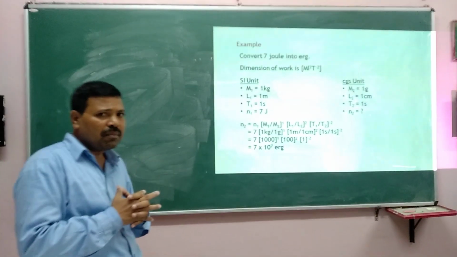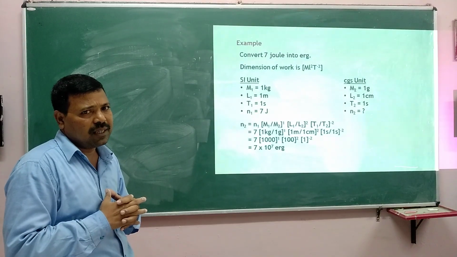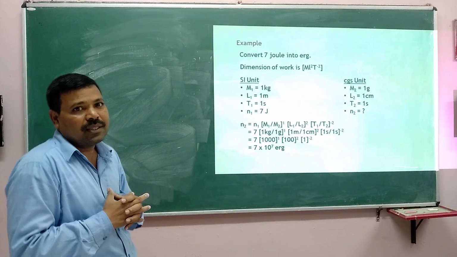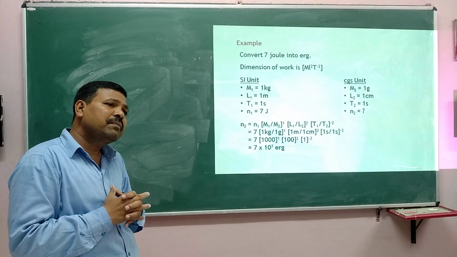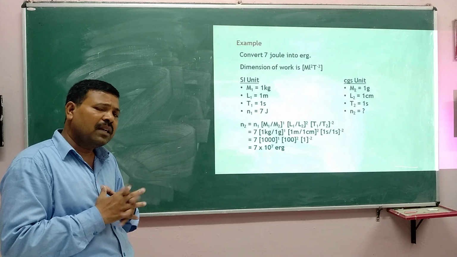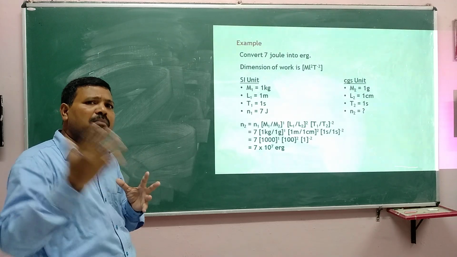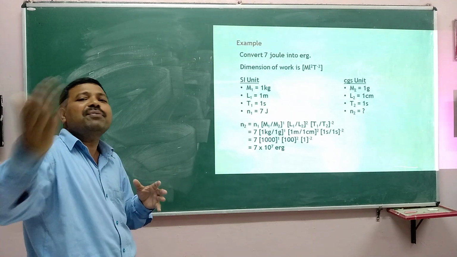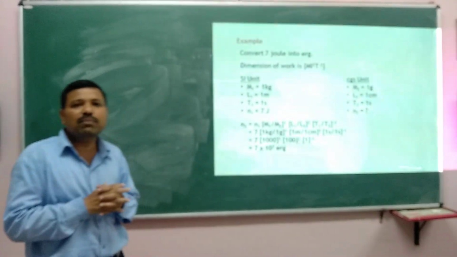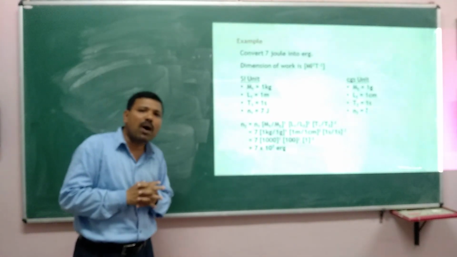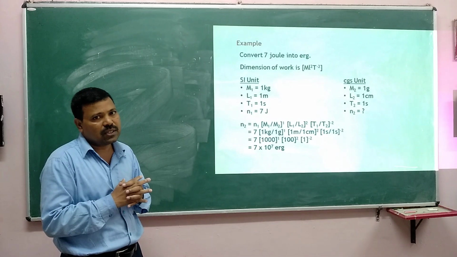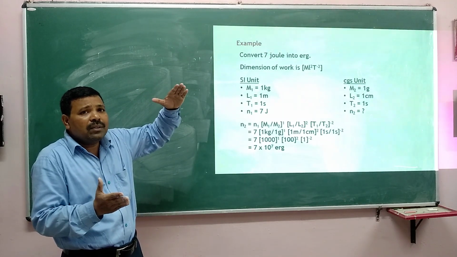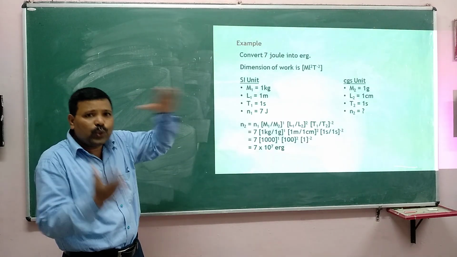In the CGS system, the length is in centimeter, the mass is in grams, and the time is in seconds. In the MKS system, the length is in meter, the mass is in kg, and the time is in seconds. In the FPS system, the length is in foot, the mass is in pound, and the time is in seconds. In the SI system, we have 7 fundamental units.